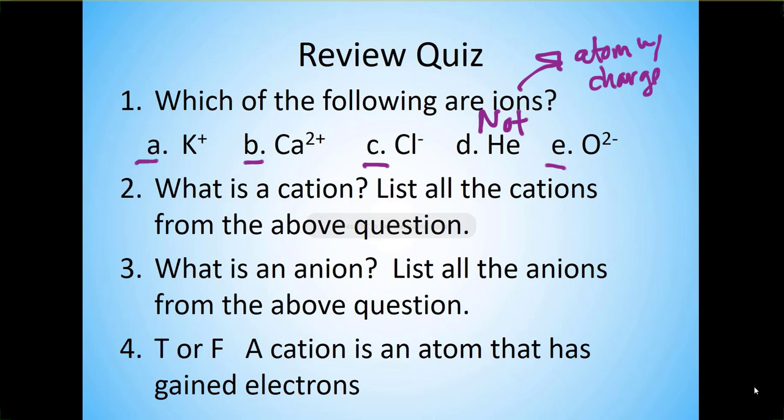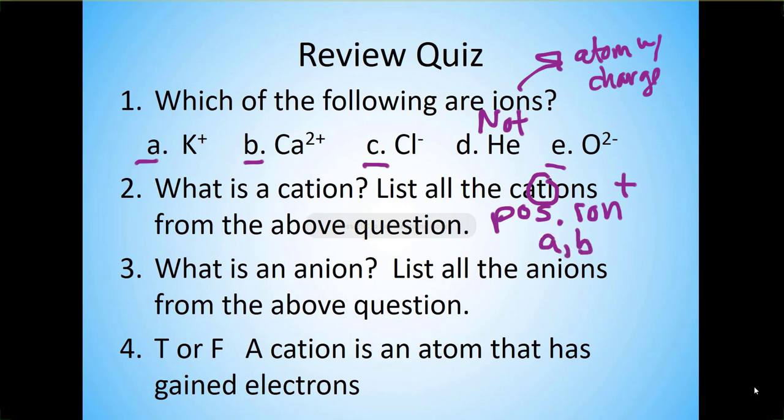A cation is a positive ion. And how I remember this is in the word cation, there's a T, and so it's like a little plus sign. So the ones that are cations are A and B. Those are the positive ions.